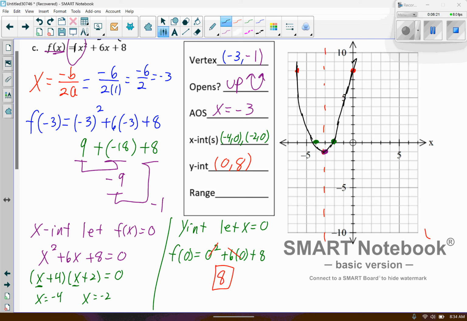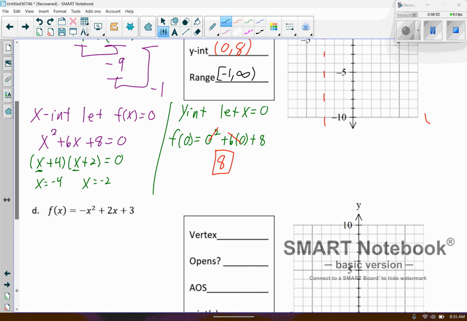And then we're asked for the range. It goes from -1 and then goes up to infinity. They will ask you for the domain on the homework, but I don't put it here because it's always from negative to positive infinity. It goes left and right indefinitely, so I don't include that as a question on my notes or on the exam.